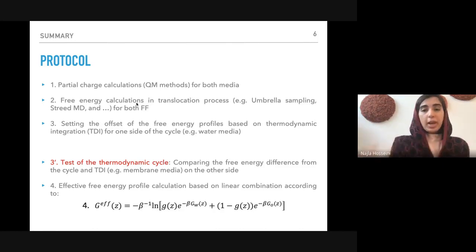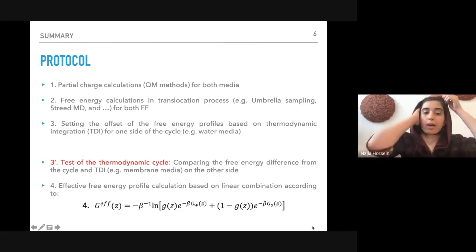Like umbrella sampling for equilibrium conditions, or like Jarzynski for non-equilibrium conditions, but we should do that with two different force fields. Then after that, we need the offset between this translocation, and thermodynamic integration definitely can help us. For one side, we can obtain it, and for the other side, I mean for pure water or the mid plane of the membrane. For pure water, it's very easy because the sampling is not really expensive like the mid plane of the membrane. And then we need to test it to be sure about all the steps, because now we have a thermodynamic cycle. It's like exact. And then to compare it. And after that, we can obtain the effective free energy profile.